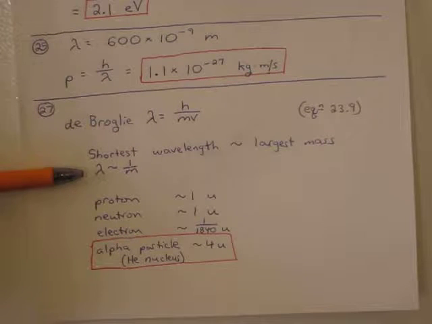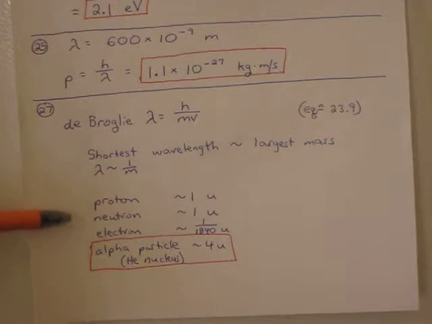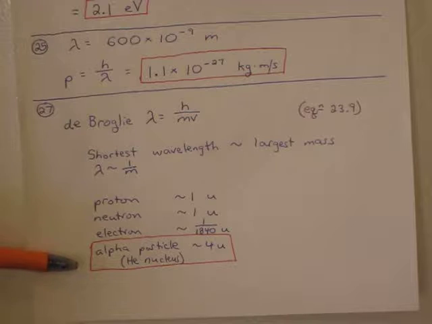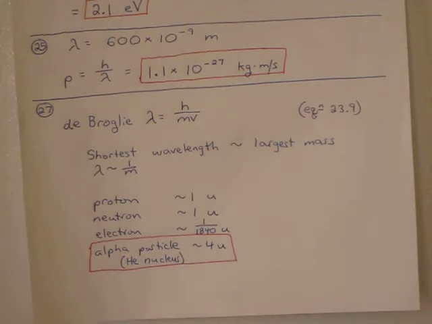with the largest mass. So very roughly speaking, a proton is about 1 atomic mass unit, a neutron is about the same, a little bigger, but about 1 atomic mass unit. An electron is much smaller than those, about 1 over 1840 of an atomic mass unit. An alpha particle, which is the same as a helium nucleus, is 4 atomic mass units. And therefore, since it's the largest of those masses, it's going to have the shortest wavelength.